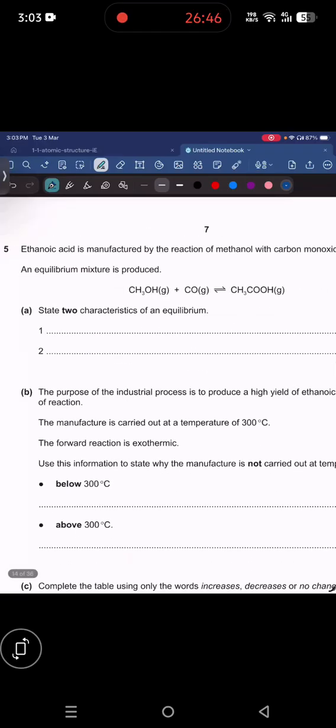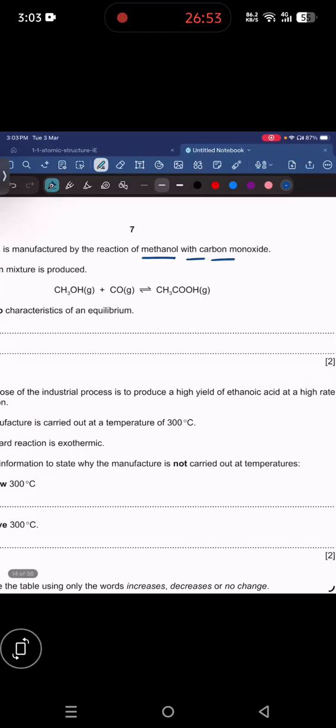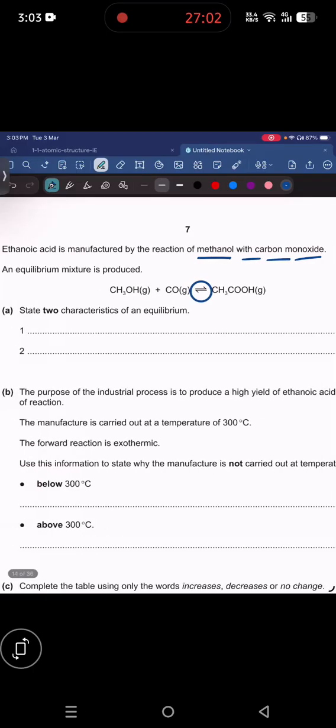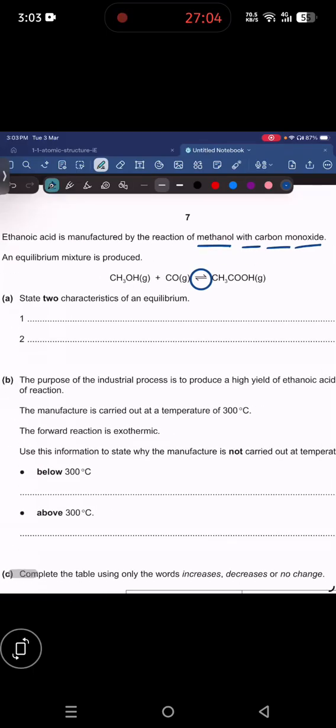Ethanoic acid is manufactured by the reaction of methanol with carbon monoxide. Methanol reacts with carbon monoxide and the type of reaction is a reversible reaction. Okay. Now, state two characteristics of an equilibrium. What are the two characteristics of an equilibrium? So, whenever this question comes in an exam, you have to write down these two characteristics.